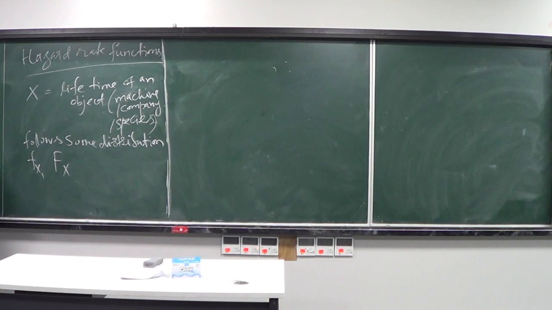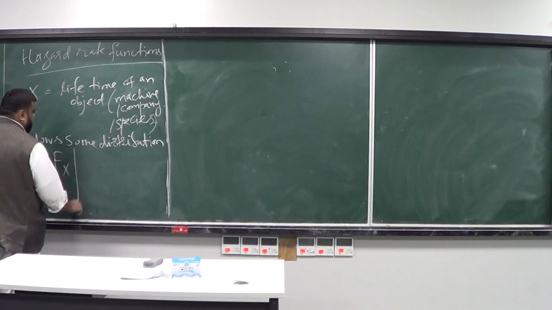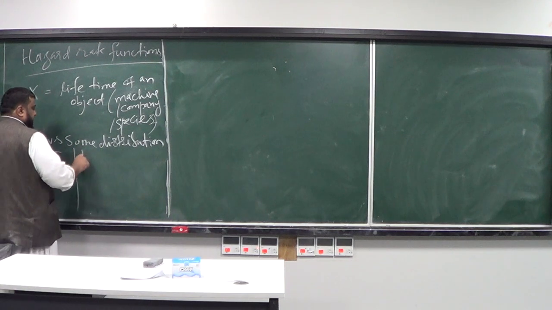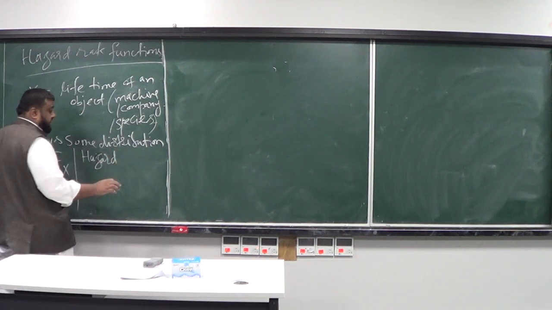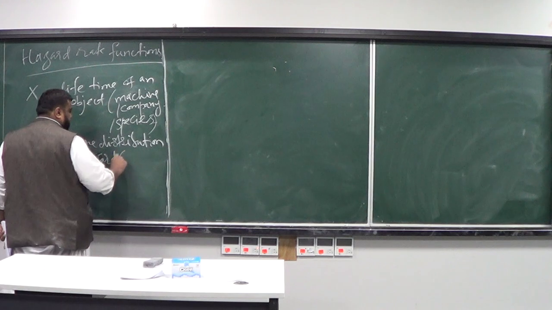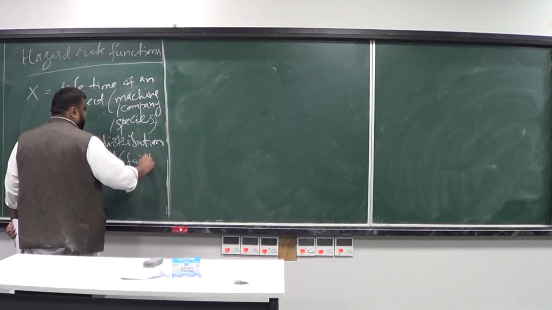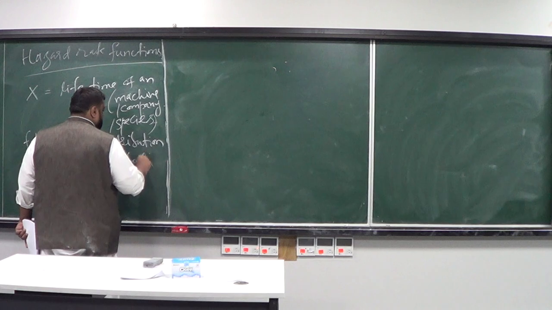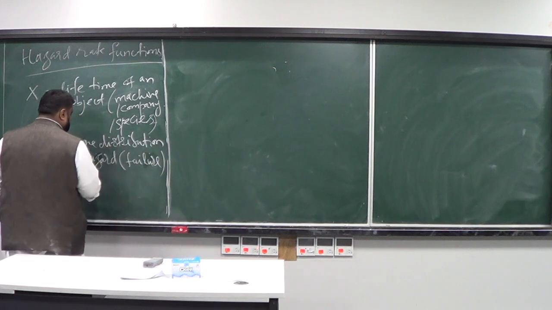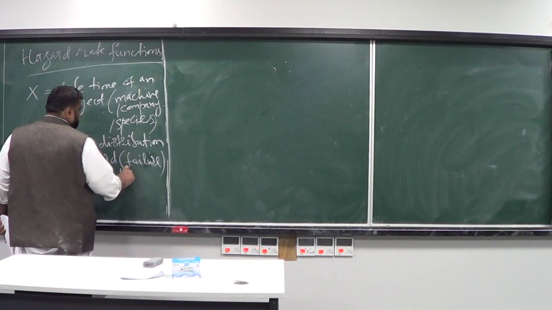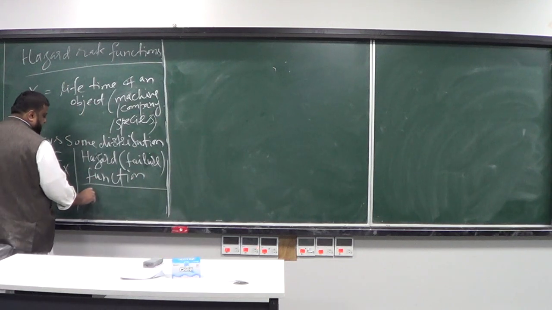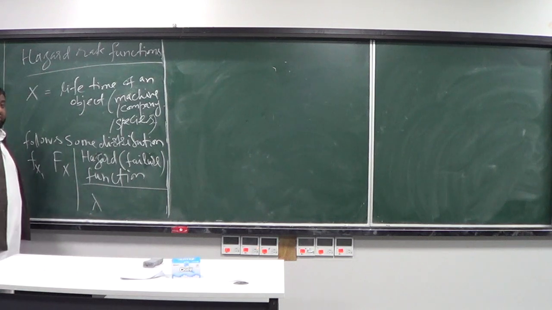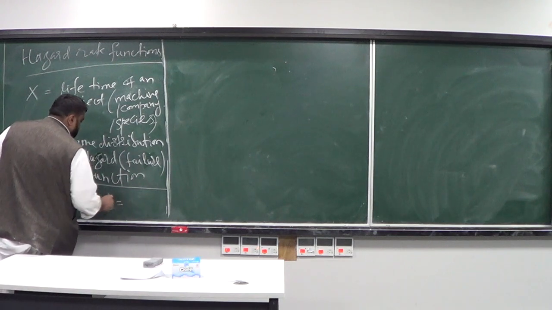So I would like to define a hazard function. Let us define what we call a hazard function, and then we're going to interpret it. This function is also called the failure function. We denote this hazard function, or failure function, as lambda of t.